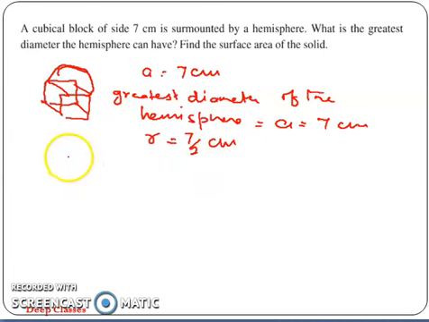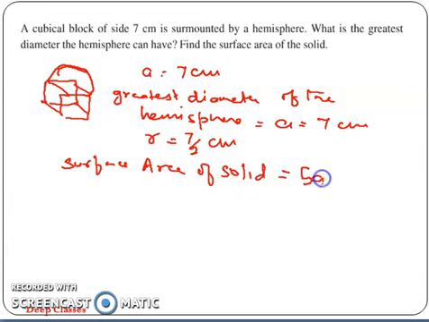Now they ask us to find the surface area of the solid. The solid has 5 faces, and the upper face is covered by the hemisphere. So the 5 faces are all 4 walls and the bottom one. So we can write the surface area of the solid is equal to 5A square. Why? Because there are 5 sides, plus the curved surface area of the hemisphere.